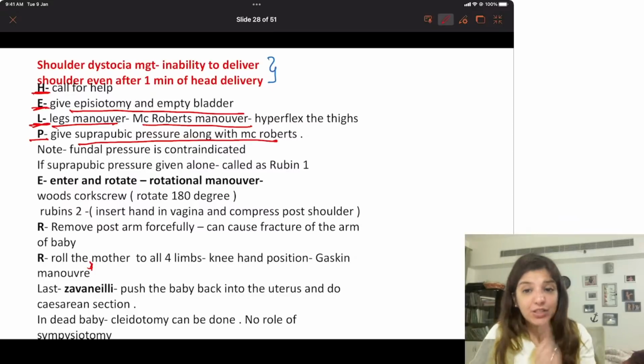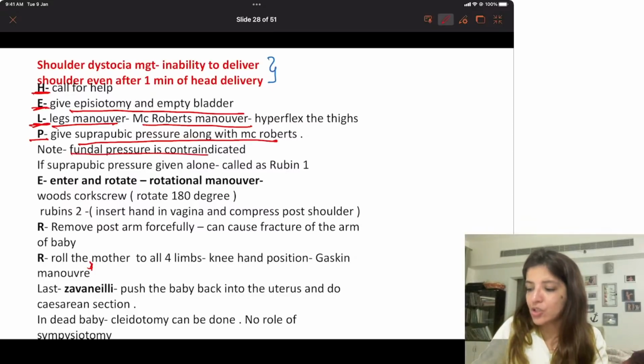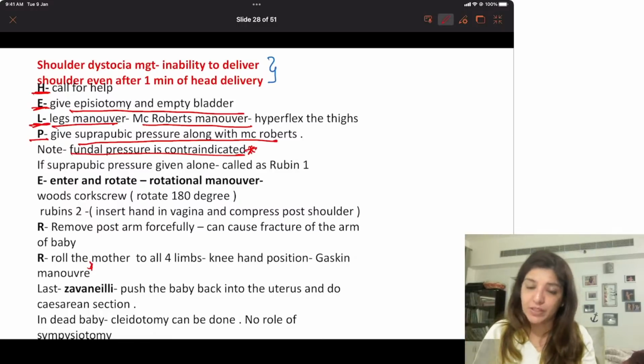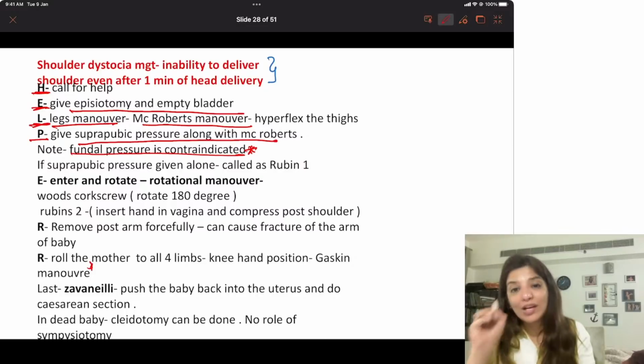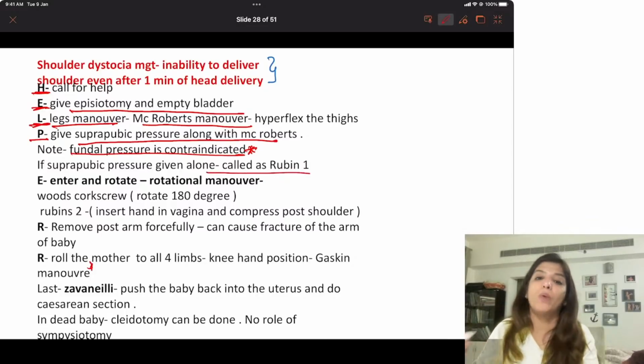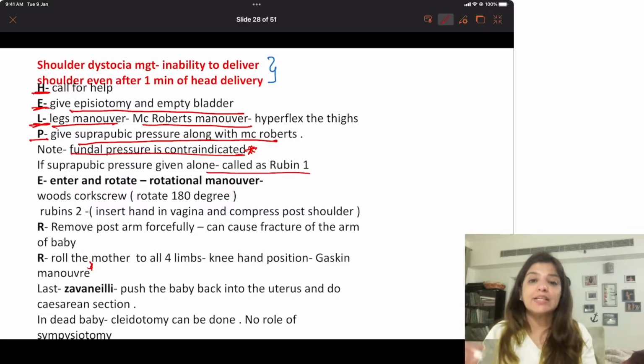And please remember, fundal pressure is contraindicated. Suprapubic pressure is given along with McRoberts. Now, if you are giving only suprapubic pressure and you are not doing McRoberts, that is called Rubin 1 maneuver, right? Then E stands for enter and rotate.